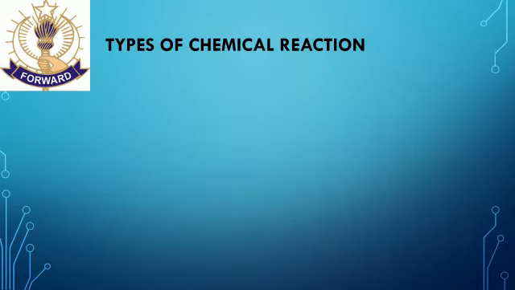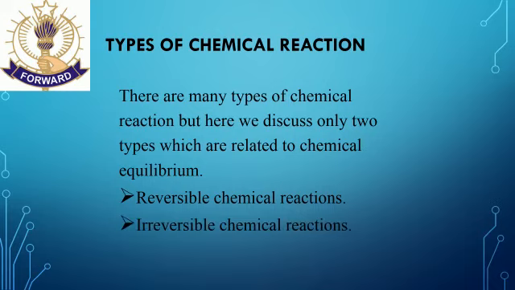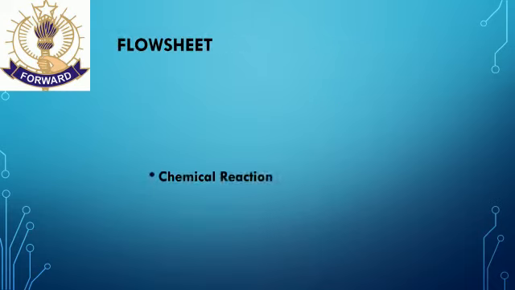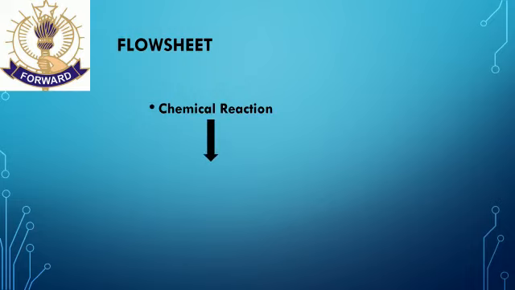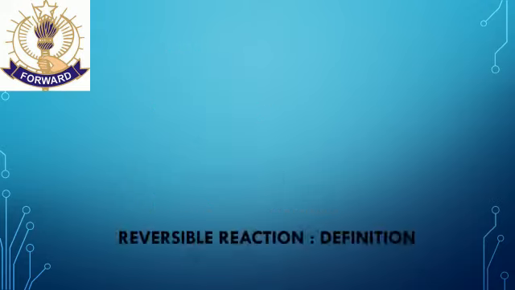Now we will discuss types of chemical reactions. There are many chemical reactions, but here we will discuss only two, which are related to the topic, that is chemical equilibrium. The first type is called reversible chemical reaction and the second is named irreversible chemical reaction. We can show this relation through a diagram: chemical reactions are divided into two types. One is the reversible chemical reaction, another is the irreversible chemical reaction.